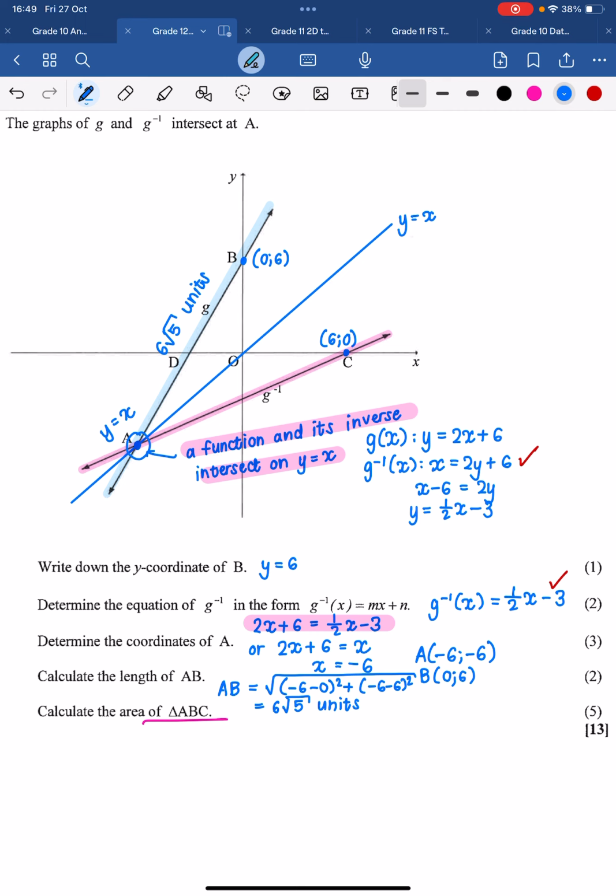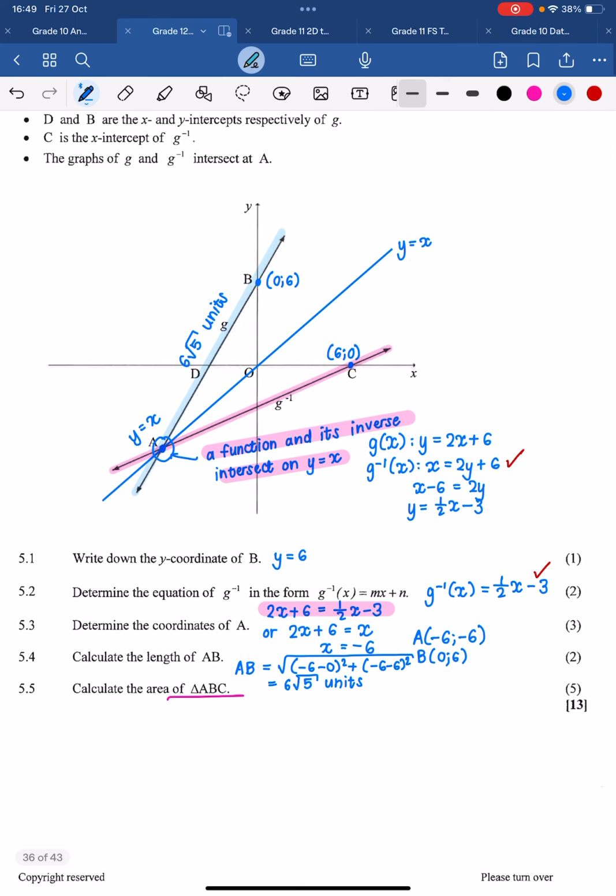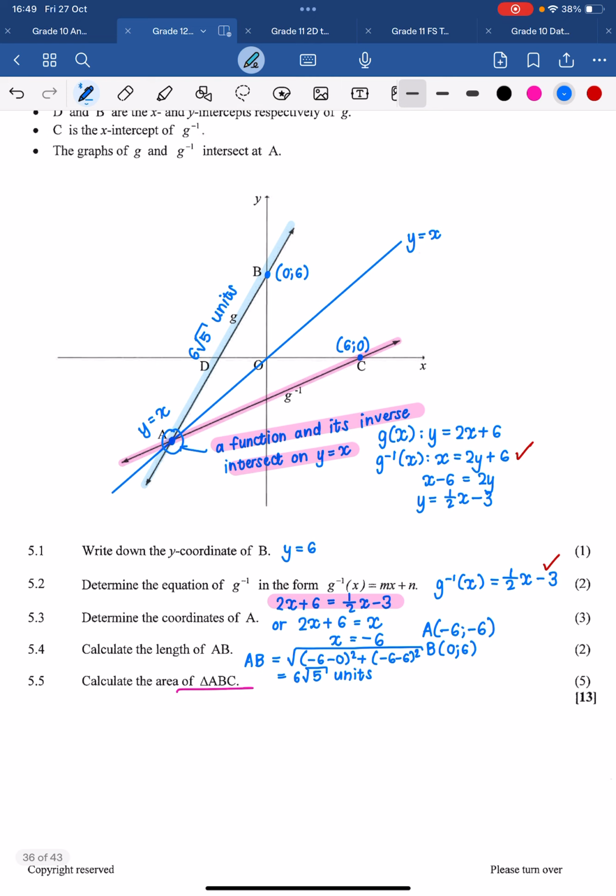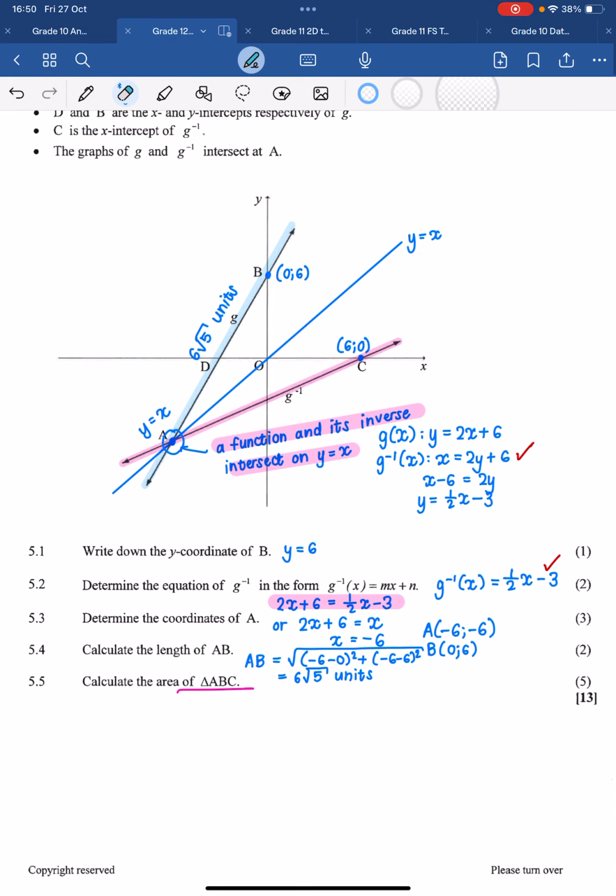Now guys, in the next question, that's actually why I wanted to get to this full question so that we could do 5.5. They're asking us to calculate the area of triangle ABC. Now, triangle ABC is not drawn in here, but we can draw it in. There's a lot happening here. I actually just want to clean this up a little bit.